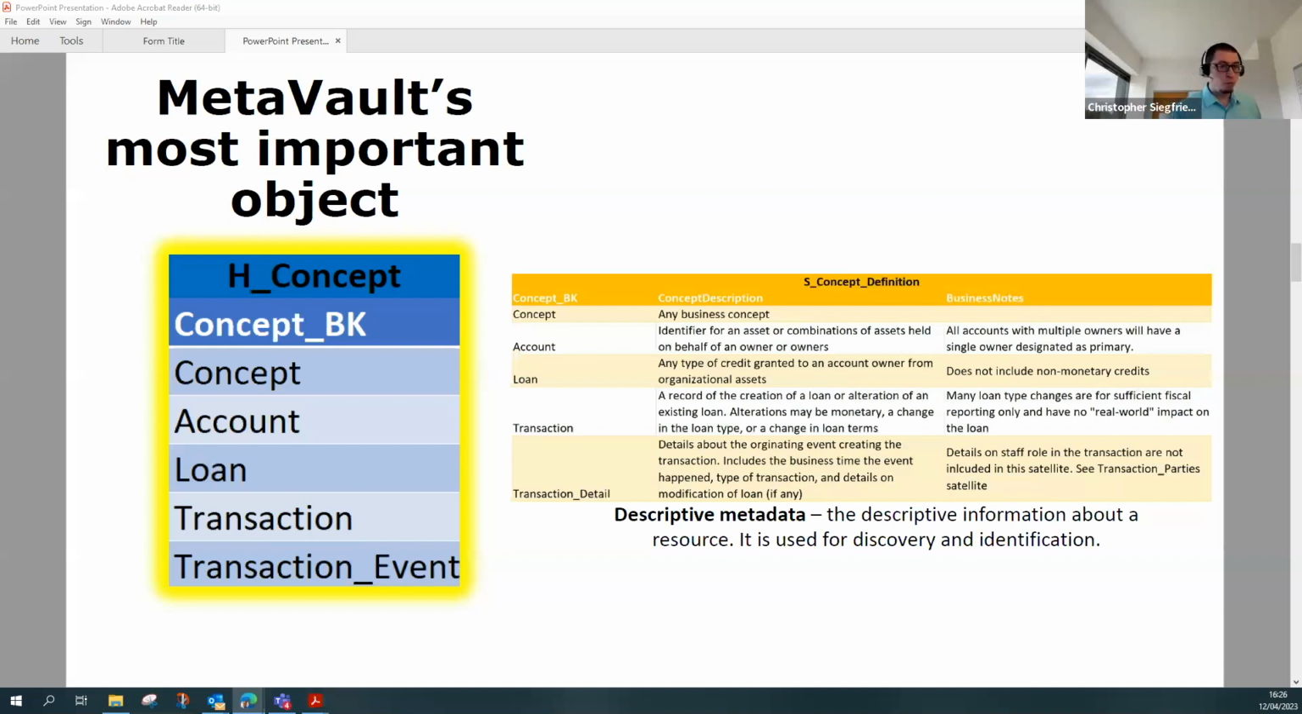So this lets us know what we have going on, what concepts we've captured from the organization. And it also gives us the ability to describe these concepts in greater detail. So it's not just transaction, which is by itself not terribly descriptive, but when we address this as part of our model, add it to the MetaVault so we can talk about it, we can give a better description about that transaction. We can say it is a record of the creation of a loan or alteration of an existing loan. Alterations may be monetary, a change in the loan type, or a change in loan terms.